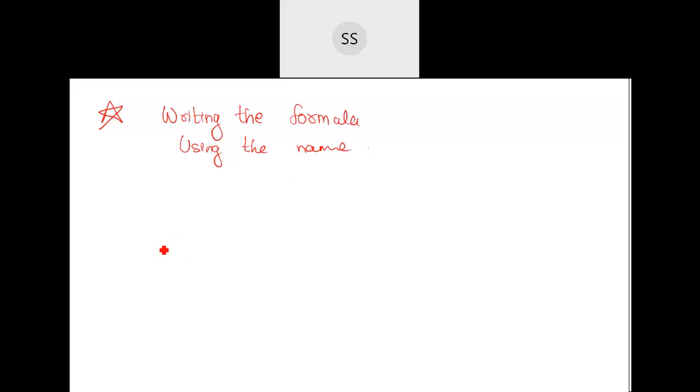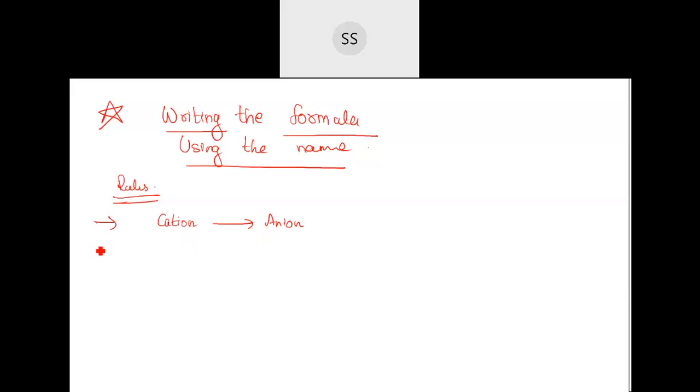So again, when you are writing the formula using the name, first you have to write for the cation and then you have to write for the anion. I will give you the rules here for you to remember. Always the cation has to be named first, followed by the anion. You can write down this rule along with me. I am writing here on the screen. You can copy down these rules.